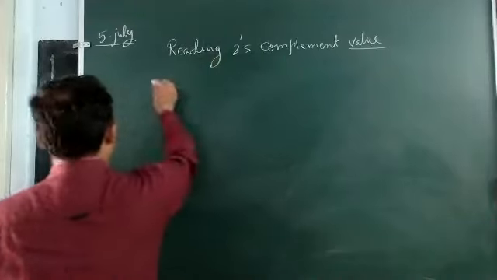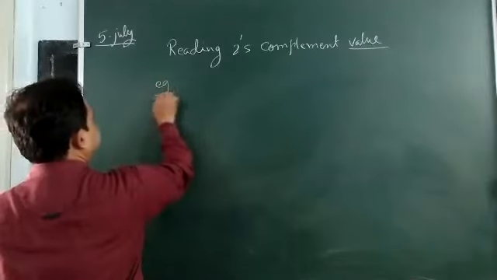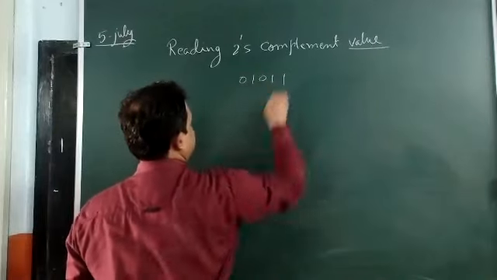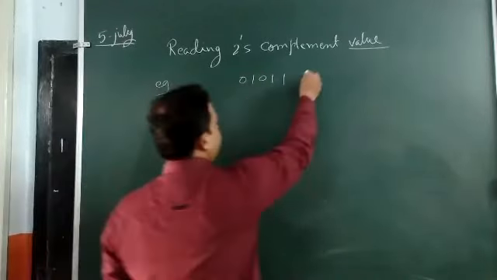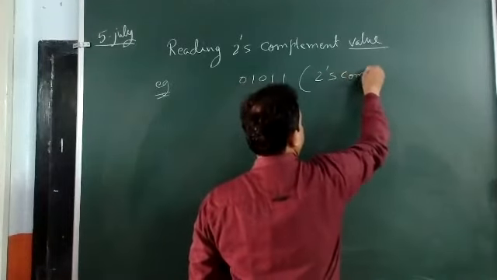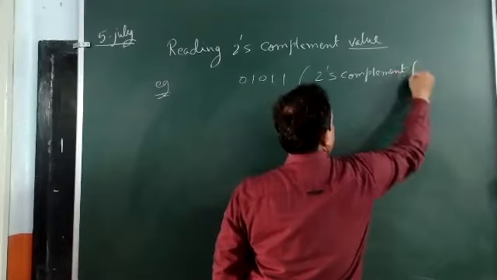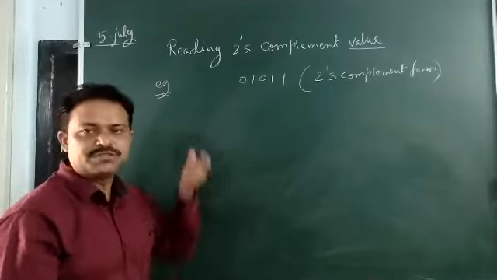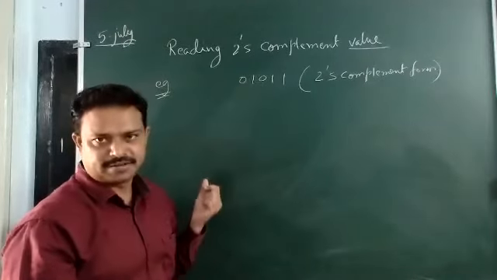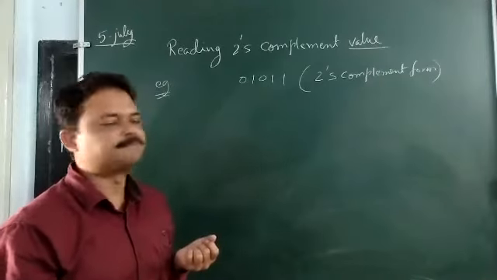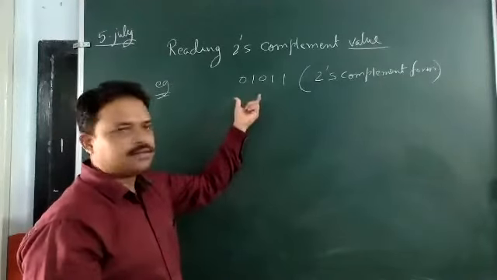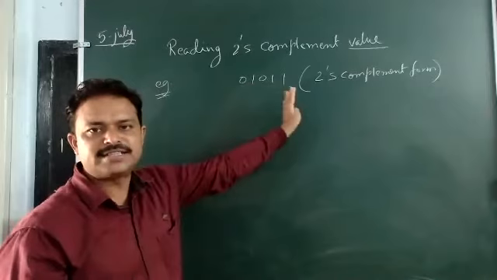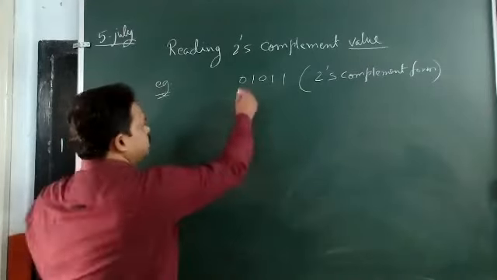Suppose the value 0, 1, 0, 1, 1 is given to you in two's complement form. The question is which value it is representing. That is the main thing. We have 5 bits. One bit is reserved for the sign bit, and the remaining is the magnitude. So this is your sign bit.